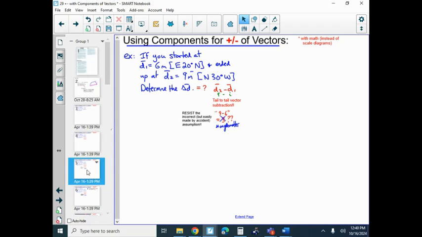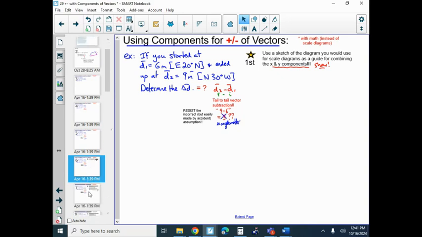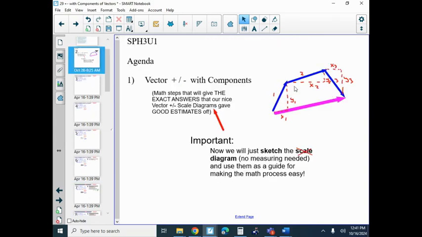Resist the incorrect assumption that 9 take away 6 would be 3. It's not going to be 3. Angles matter. Okay? So if we sketch the diagram, we'll be able to use it as a guide for combining the components. And we're going to show those x and y components on the graph, on the drawing, like I did here.